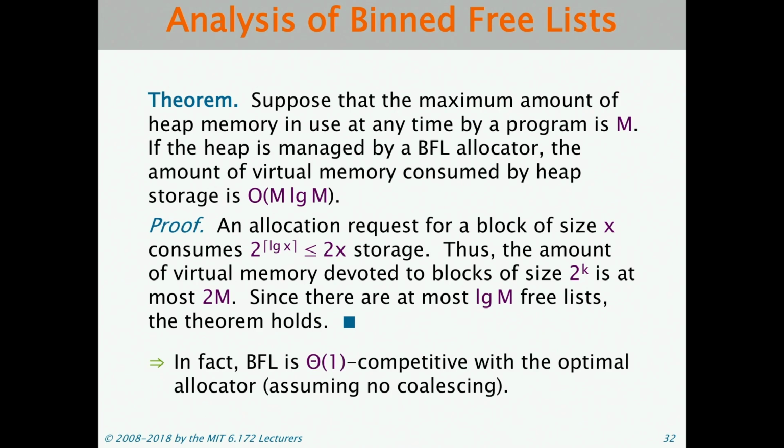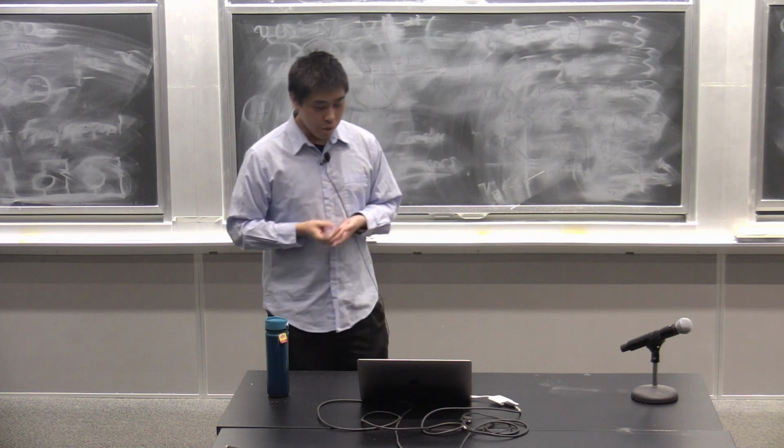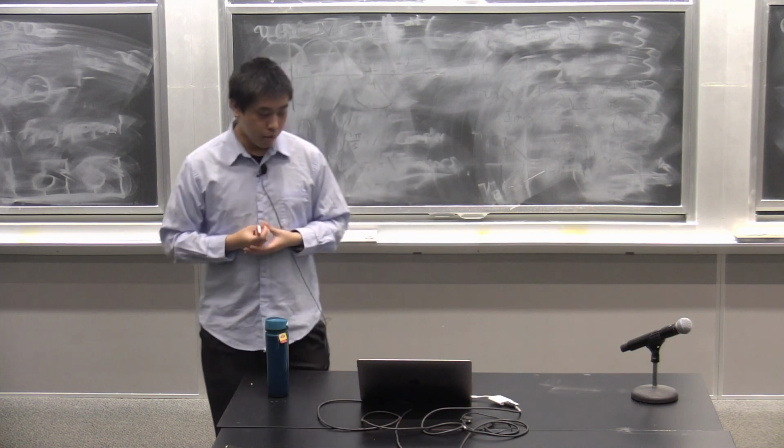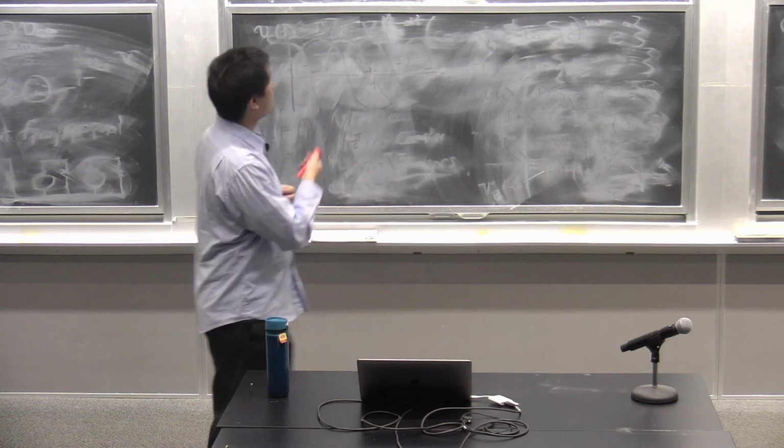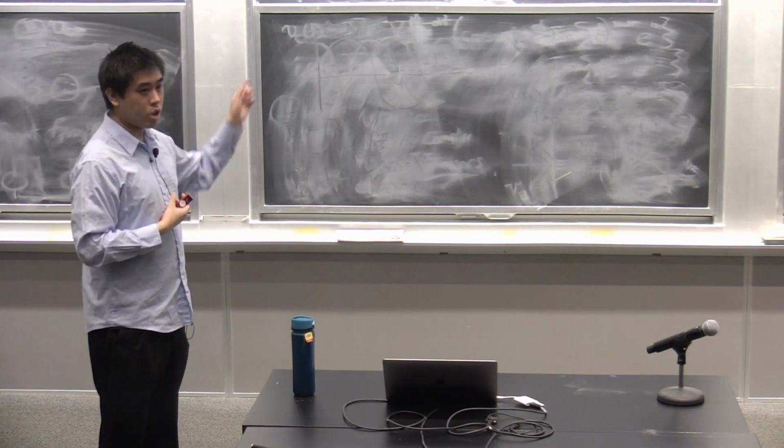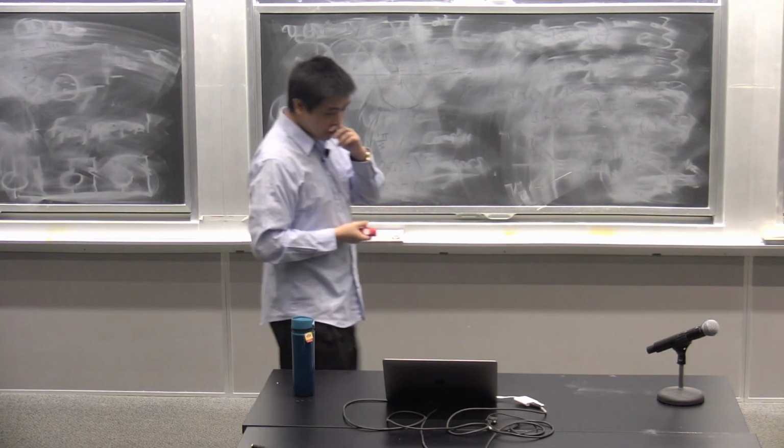And it turns out that the bin free list allocation scheme is theta of 1 competitive with the optimal allocator. Here, an optimal allocator knows all of the memory requests in the future. So it can basically do a lot of clever things to optimize the memory allocation process. But it turns out that the bin free list is only going to be a constant factor worse than the optimal allocator. This is assuming that we don't coalesce blocks together, which I'll talk about on the next slide.